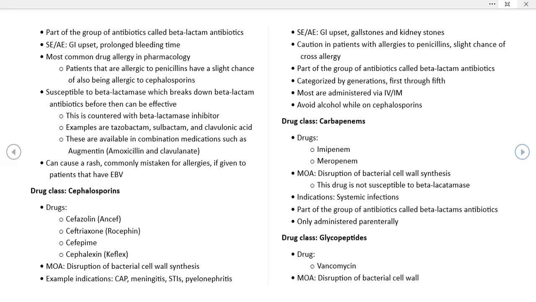We're going to say that they are allergic to cephalosporins, or that they should also not receive cephalosporins as well. And this is something you have to ask patients when you're giving them a cephalosporin and their chart says allergic to penicillin: ask them about the severity of that allergy.